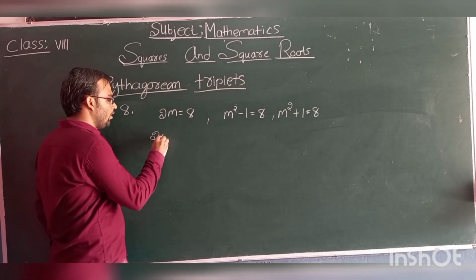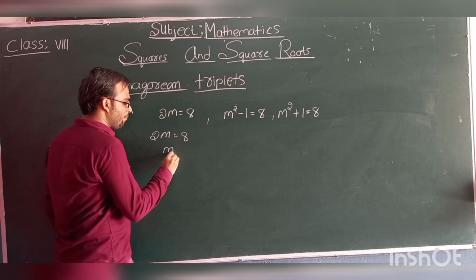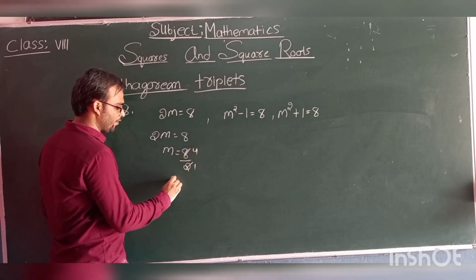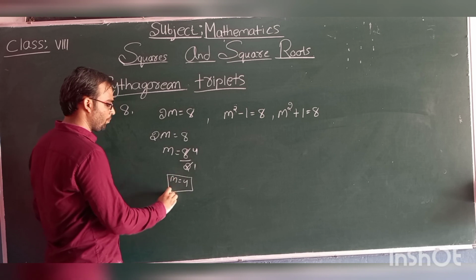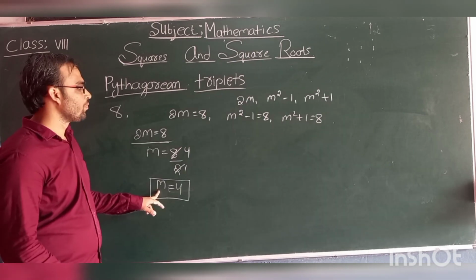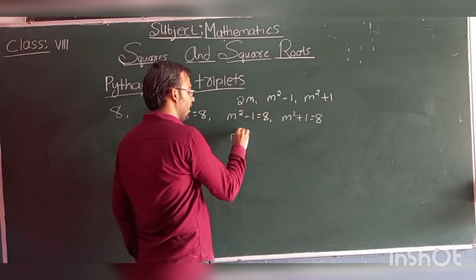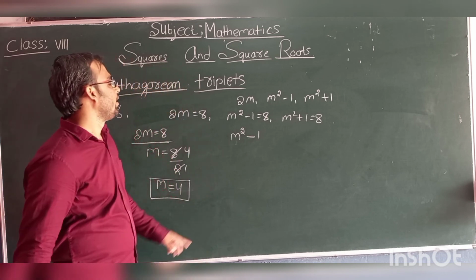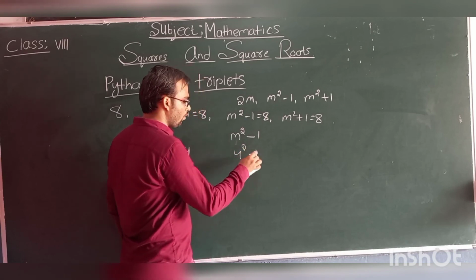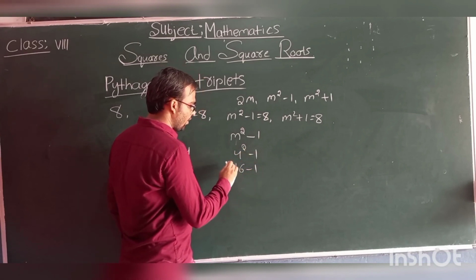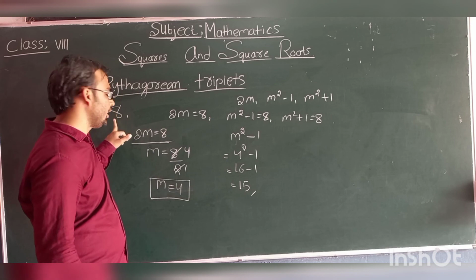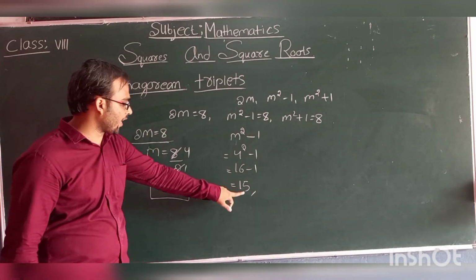So here 2m is equal to 8, m is equal to 8 by 2. 2 ones are 2, 2 fours are 8. And what is the value of m here? m is 4. Now use the value of m to find the other triplets. We will take the formula m square minus 1. In place of m we have 4, so 4 square minus 1. 4 fours are 16, minus 1 is 15. So one of the Pythagorean triplets is 8 and the second one is 15.